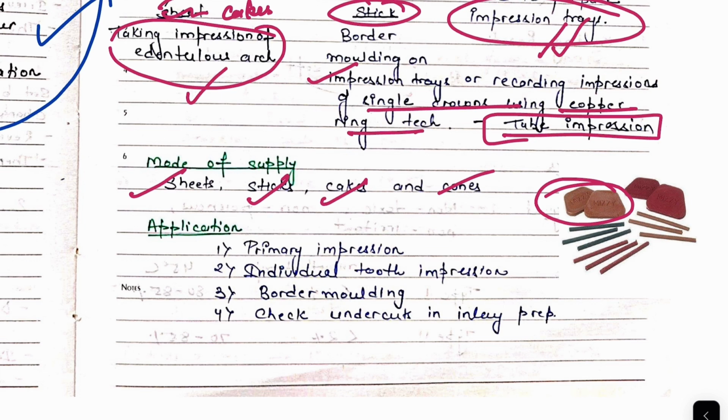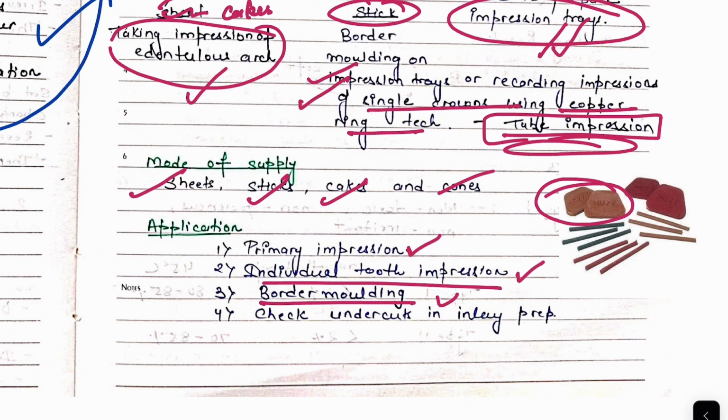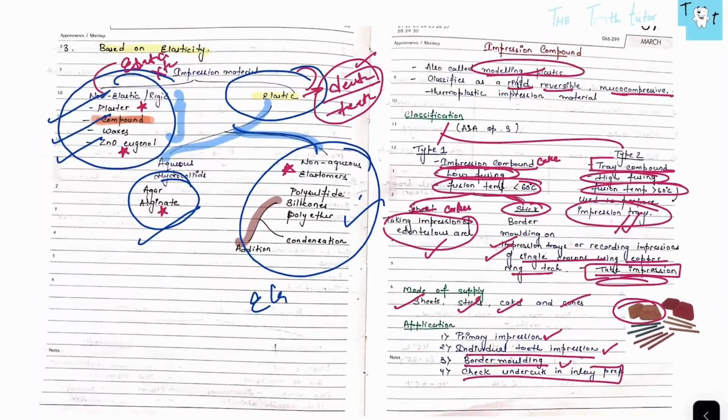Now talking about the application, so it is used for taking primary impression. We know that we have used it again, and then it can be used to take individual tooth impression. So we talked about this tube impression thing, right? Then it is used for border molding. So we already talked about this as well, and it can be used to check undercuts and inlay preparation.